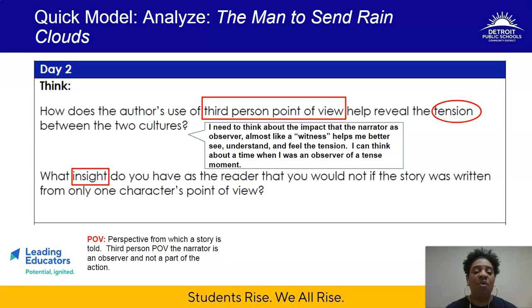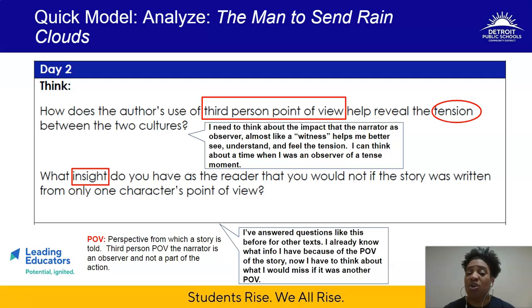The second question, what insight do you have as the reader that you would not if the story was written from only one character's point of view? You've tackled this question before with other texts, so you're going to apply that same thinking to this one. So you're going to think about the information that you do know because of the fact that it's third person point of view, because you're dealing with an observer or witness position. In other words, you can see all of the action happening, right? And the information you get there. And then also think about how that point of view may be limited in that what information don't you have or insight don't you have because you're not getting the perspective or the story from the actual people involved in the story.